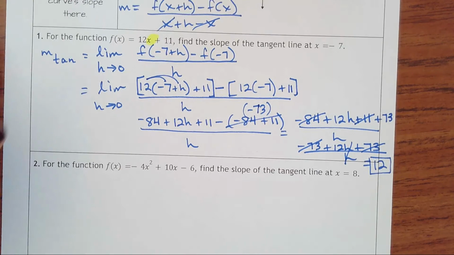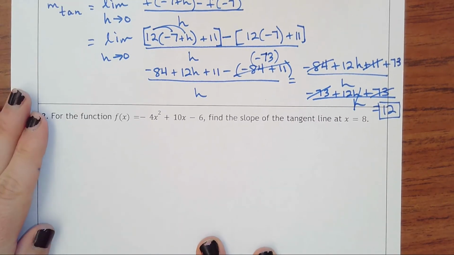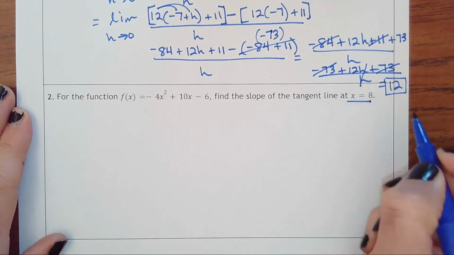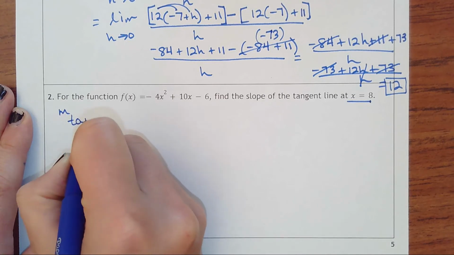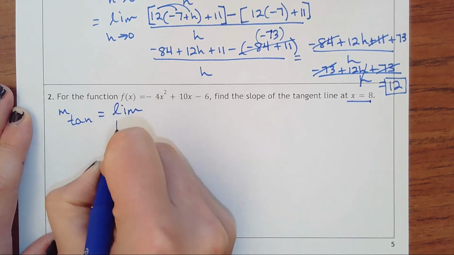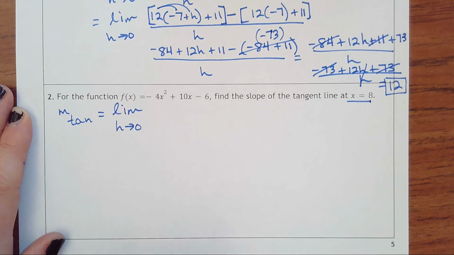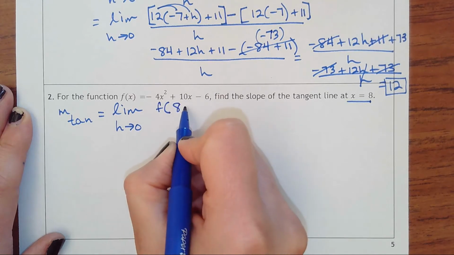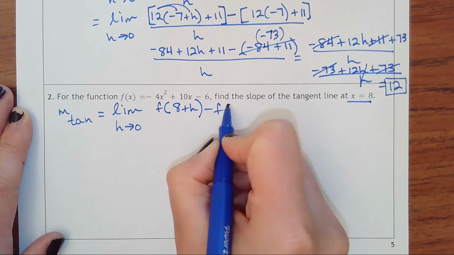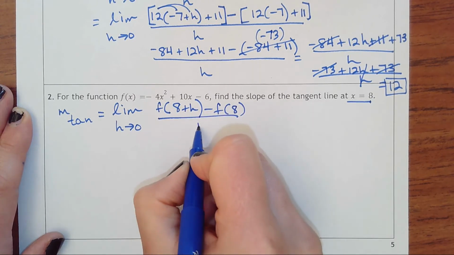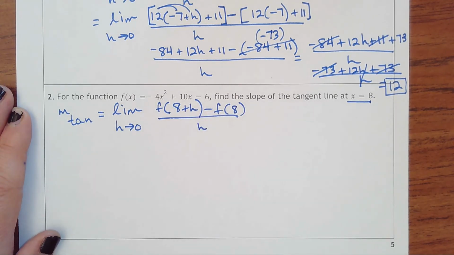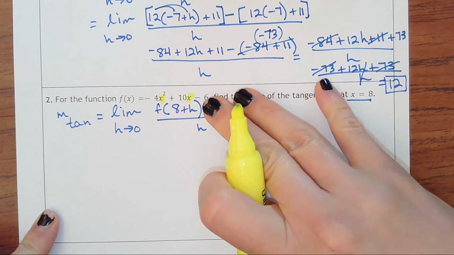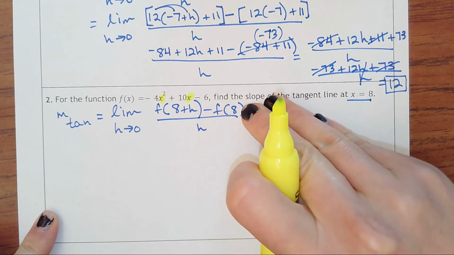All right, number 2, same thing. We've got a new function of negative 4x squared plus 10x minus 6. Find the slope of the tangent line at x equals 8. So the first thing I would do is write the slope of my tangent line is equal to the limit as h approaches 0. And I'm going to use that difference quotient to say f of 8 plus some h minus f of 8 all over h. Then I'm going to replace x first with 8 plus h everywhere, and then I'm going to replace it with just 8.